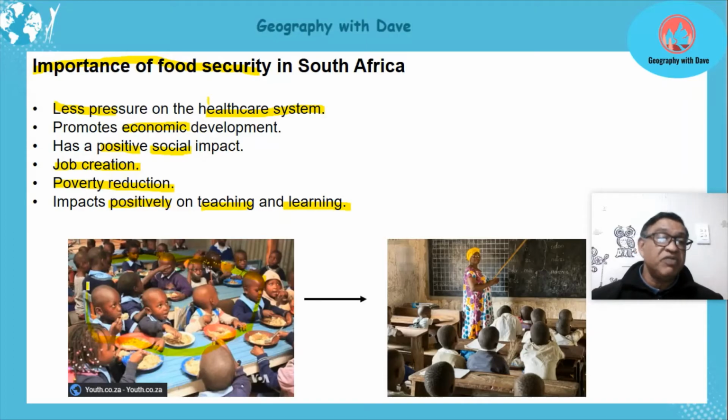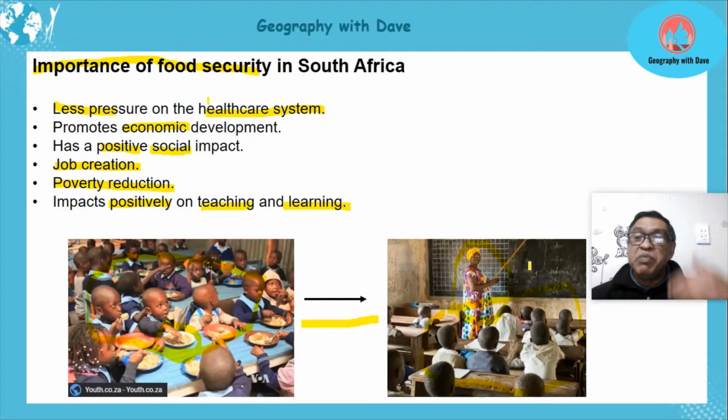If we look at these learners, you can see they've got a feeding scheme going on, they're eating healthy, which will then result in active learning and teaching that's going on. In fact, if you look at the teacher, she's smiling and she looks very fit. So she's also eating healthy. There's food security, which impacts on this. And the impact is tremendous. We're educating our nation. They have to be fed with nutritious meals. Therefore, they'll be more productive and the future of our country will be safe.